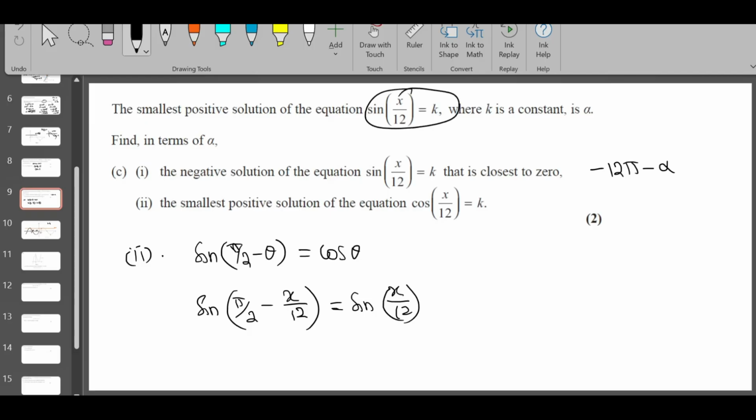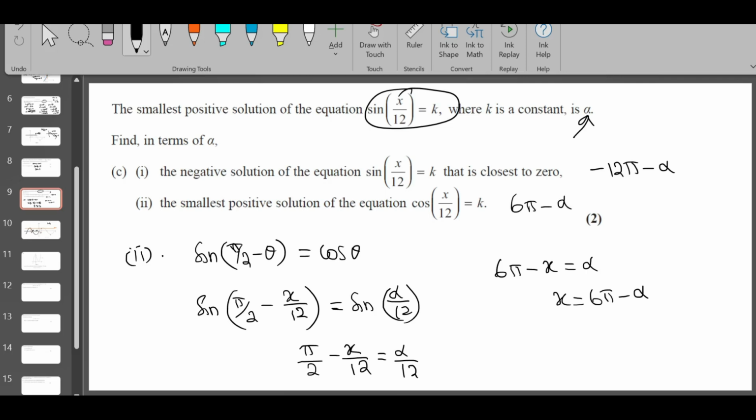But for this, the solution is alpha, right? So instead of x over 12, I'm going to write it as alpha over 12. If these two are the same, you can equate the angles. Pi over 2 minus x over 12 is equal to alpha over 12. Multiply throughout by 12. You get 6 pi minus x is equal to alpha. So x is 6 pi minus alpha. You don't need to show any working. You can straight away write 6 pi minus alpha.